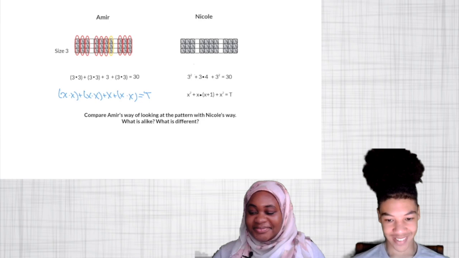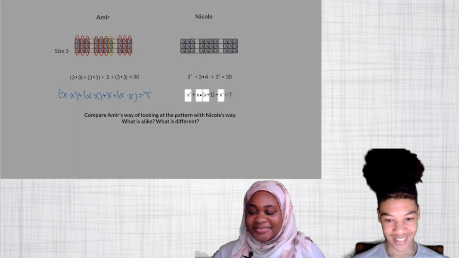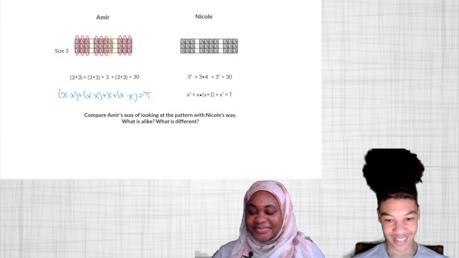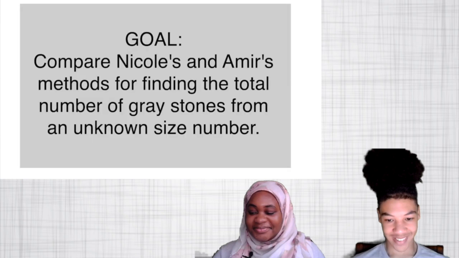To be consistent across methods, Haleemah and ET are going to think of Nicole's method using columns. This means that the X will represent the size number and the number of stones in a column, and multiplication is going to represent groups of columns of those stones. In this episode, Haleemah and ET will compare Nicole and Amir's method for finding the total number of gray stones from an unknown size number. They will start working towards this goal by looking at a size 3 cobblestone pattern.